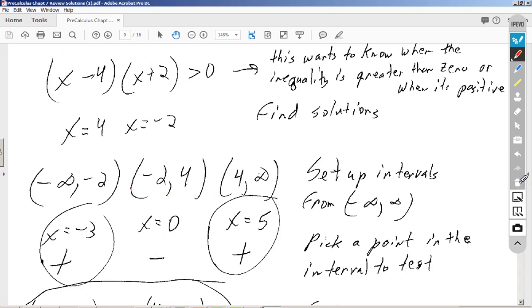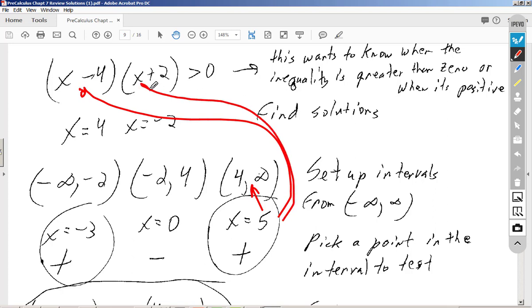Between 4 and infinity, choose another number, 5. I'm going to substitute this number into my equation. So 5 minus 4 is going to be 1, and 5 plus 2 is 7. So 1 times 7 is equal to 7. Notice that is positive, so that means all the answers in this interval are going to be positive.